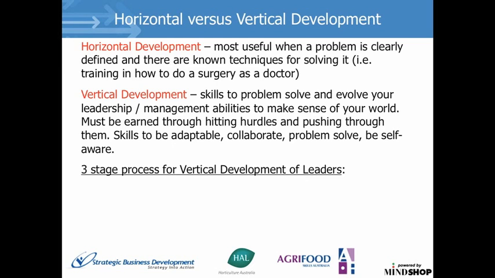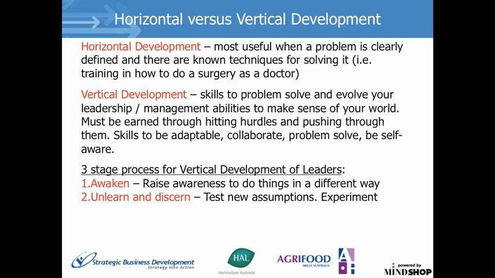There are 3 steps to doing that. First, you've got to understand there's an issue, and raise awareness that you need to do things in a different way. You need to unlearn some of your bad habits and be discerning in what you do. Second, test your new assumptions, experiment, fail if necessary, but learn from it. Then practice the new techniques on real issues. As I said to you, all the tools we're going to talk about in this next workshop are tools that you're going to need to practice at least 40 times, because that's what it takes to develop a new habit.